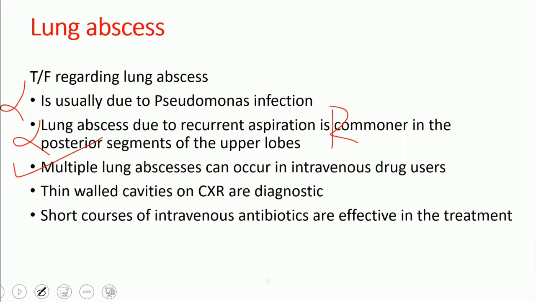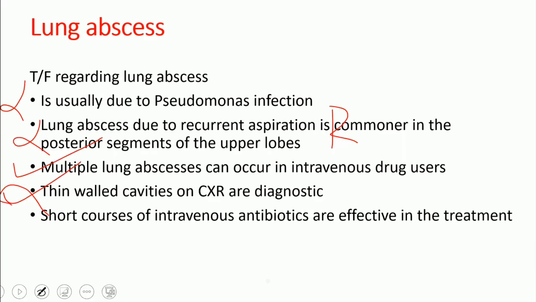On X-ray, I told you that lung abscesses are usually thick-walled. Thin-walled cavities mostly come from an autoimmune etiology, for example something like granulomatosis with polyangiitis. You can get thin-walled cavities there. So in a lung abscess, typically it's a thick-walled cavity and an abscess that you get.